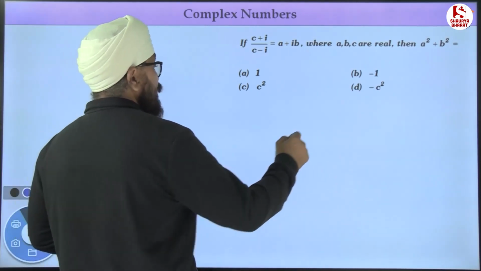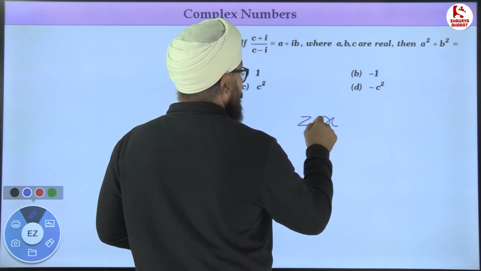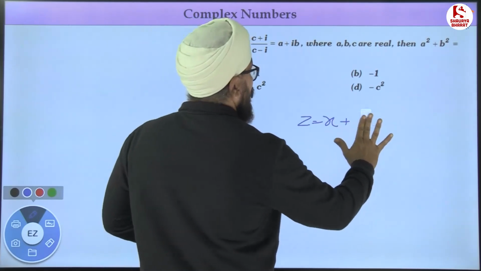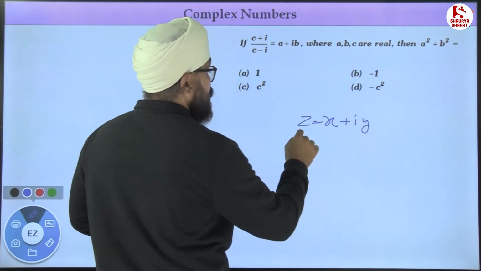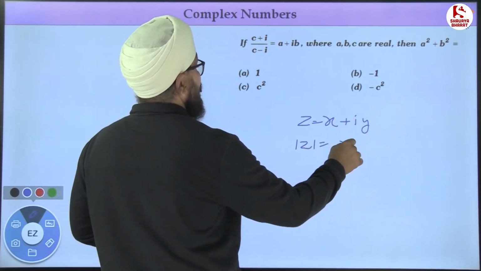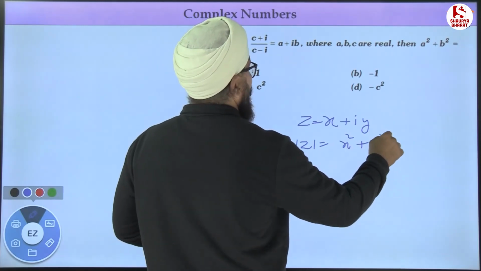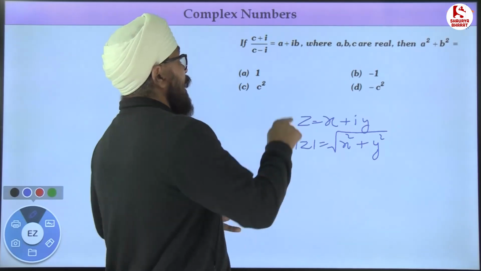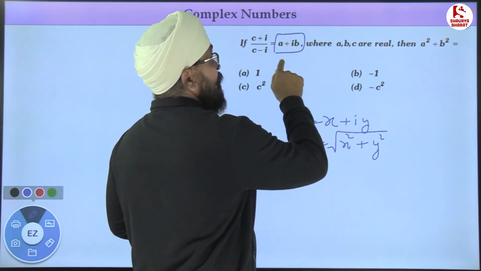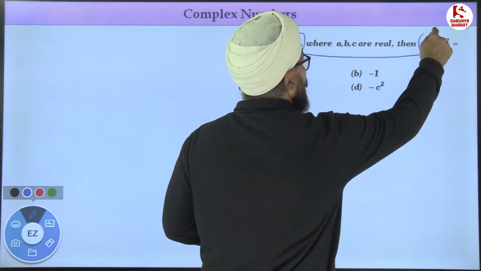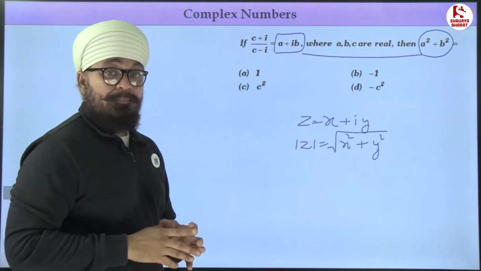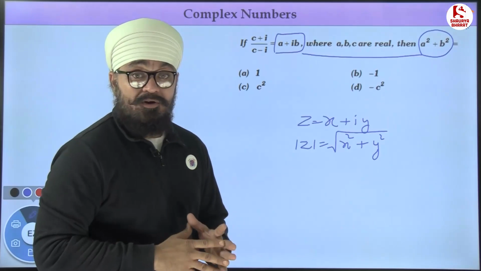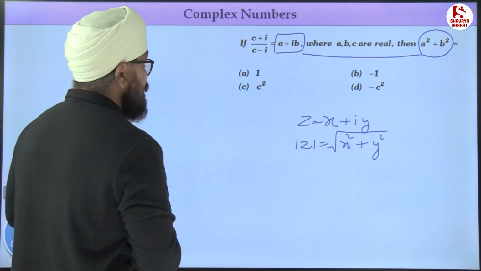When we write any complex number z = x + iy, there is one element in which we get x² and y², and that is the magnitude. So after seeing a + ib, and since they are asking for a² + b², we have to take the help of the properties of modulus. So, let us take that one.